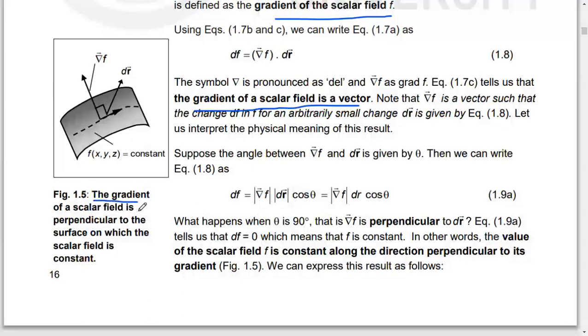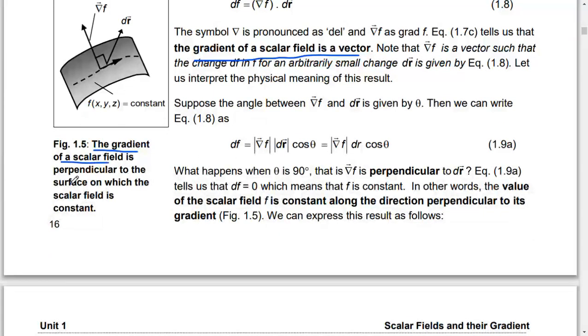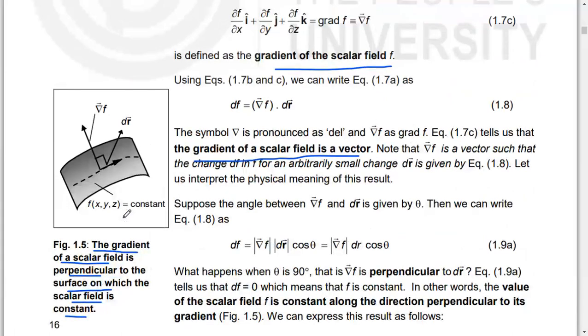The gradient of a scalar field is perpendicular to the surface on which the scalar field is constant, that is, f of x, y, z equal to constant. What happens when theta is 90 degrees? That is, del f is perpendicular to dr. The equation tells us that df is equal to 0, which means that f is constant. In other words, the value of the scalar field f is constant along the direction perpendicular to its gradient.